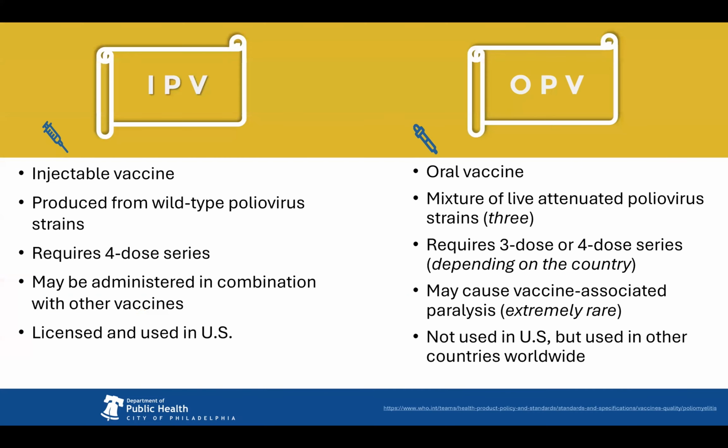The difference: IPV is an injectable vaccine. OPV is an oral vaccine. IPV is produced from wild-type poliovirus strains. OPV is a mixture of live attenuated poliovirus strains at approximately 3. IPV requires a 4-dose series. OPV requires a 3-dose or 4-dose series depending on the country.